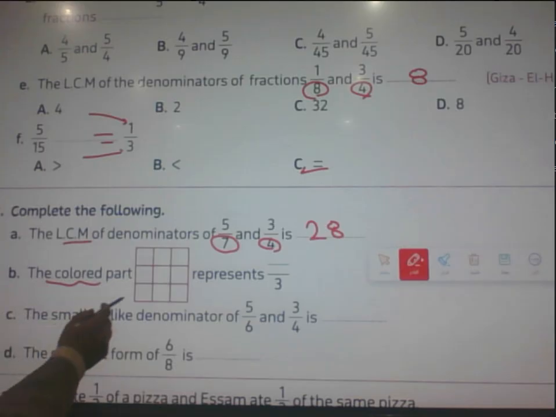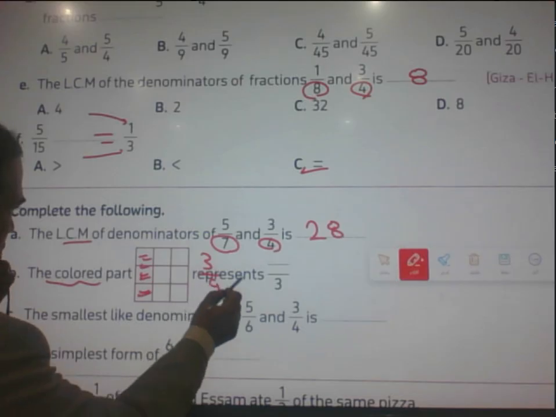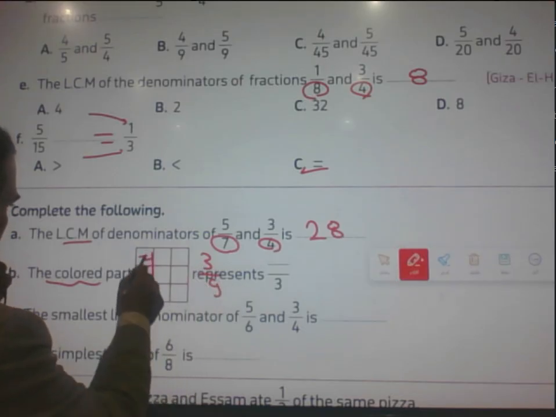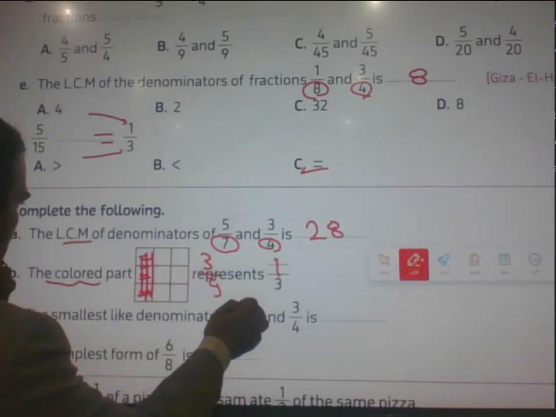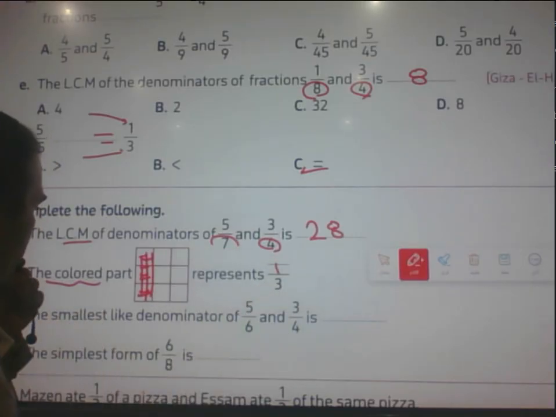The colored part here we have 1, 2, 3. 3 parts from the total number equals 3 over 9. And then we can simplify, 3 divided by 3 equals 1. We have 1 part from 3 parts. 3 divided by 3 equals 1 and 9 divided by 3 equals 3. Then the answer here will be 1 over 3.